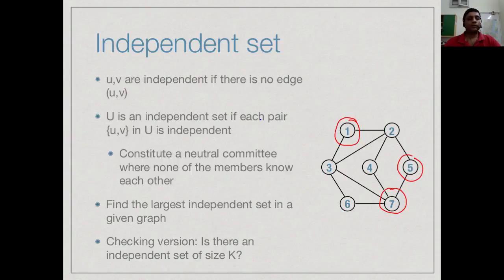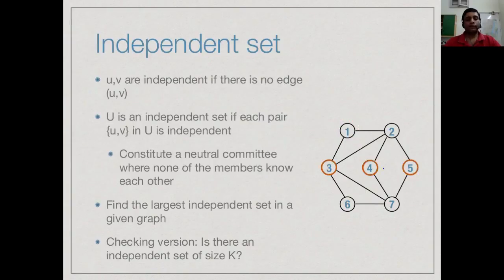So here, for instance, you can check that 3, 4, 5 forms an independent set. Okay, because there is no edge between 3 and 4, there is no edge between 4 and 5, there is no edge between 3 and 5.